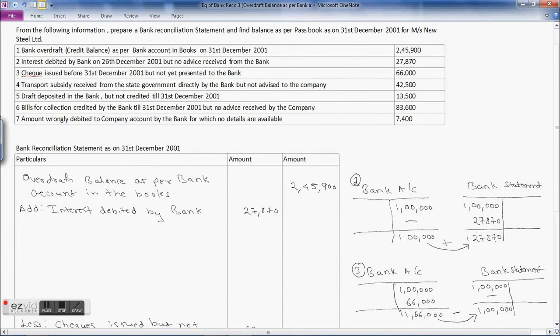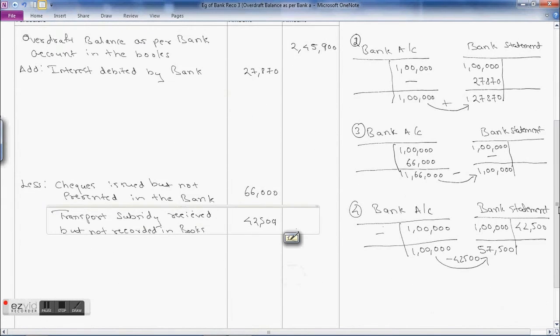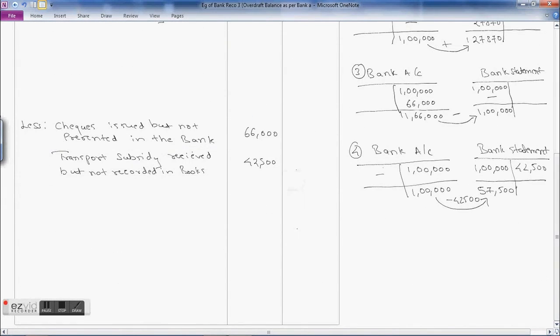Now the next transaction. Draft deposited in the bank but not credited till 31st December 2001. Okay, so 13,500. So what has happened? One draft, a demand draft, has been deposited in the bank. Since it's a deposit in the bank, we have the entry in our books of account, but it is not credited by the bank till 31st December 2001. So there is no entry in the bank statement. So let's prepare a working for transaction number 5.